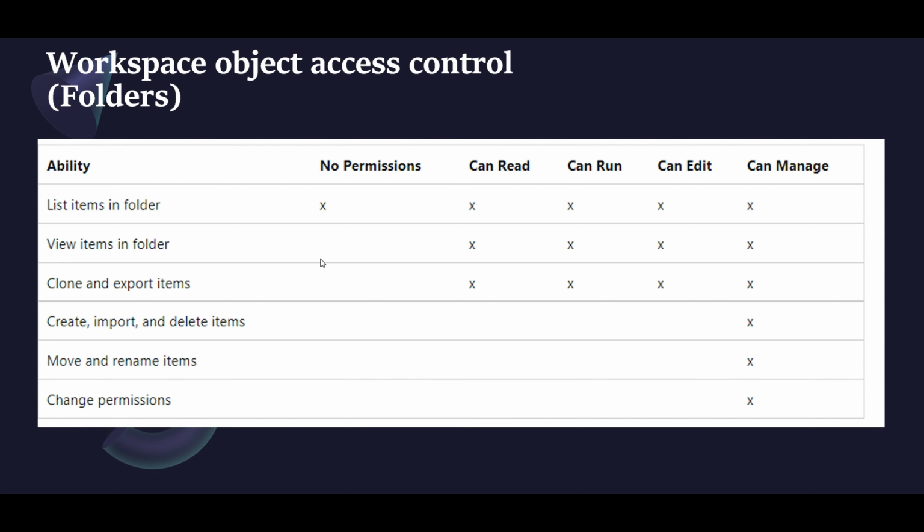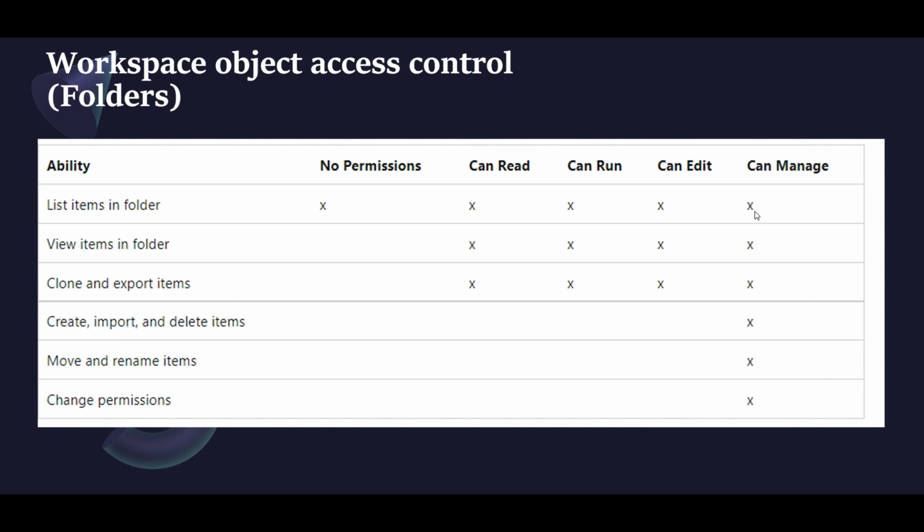When a person doesn't have any permission, the only thing they can do is list the items in the folder. That's it. They can do nothing else. But if that person has the read, run, or edit role, they can not only list the items, but also view them under the folder and even clone or export all those items out of that folder. Let's say codes, notebooks, whatever is under that folder.